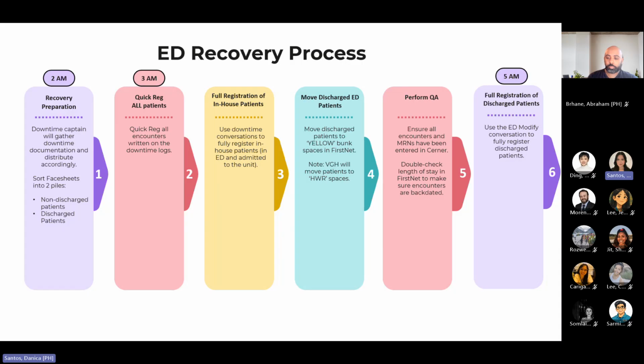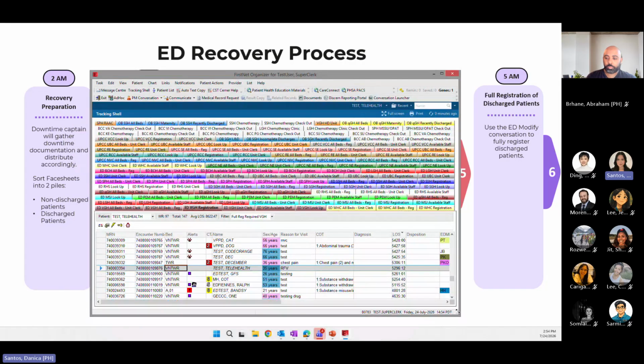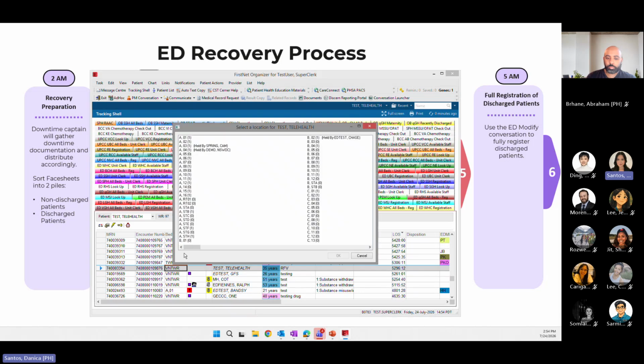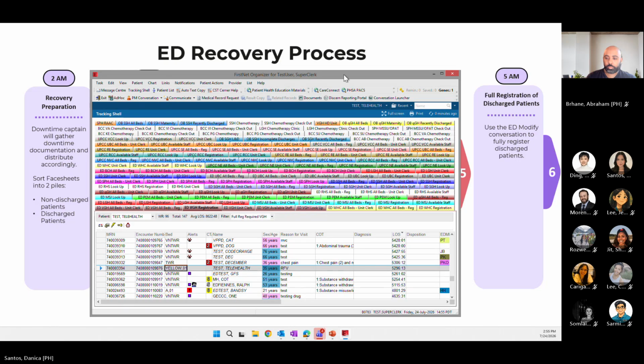And just to show you quickly how to move the discharged patients to the designated code orange locations. So in your FirstNet view, you will look for your patient and they will likely be in the waiting room. And then you'll double click on the bed. And here you will select the designated code orange location for the patient. And for most sites, it will be the yellow location. And click OK. And it's as simple as that.